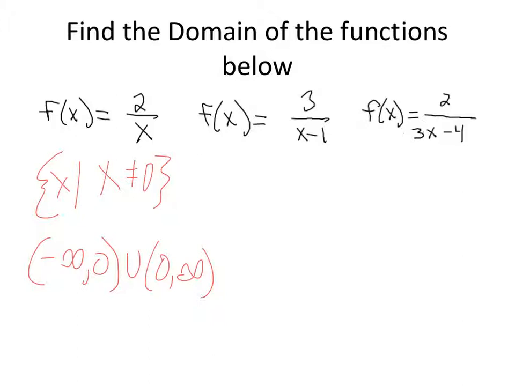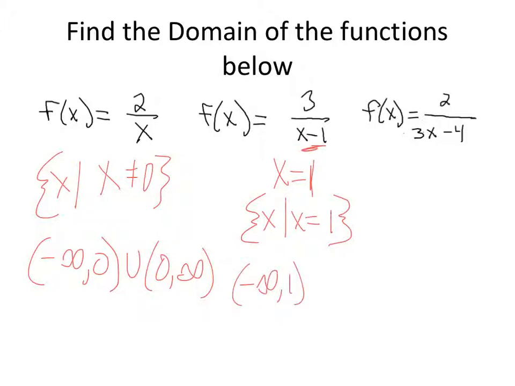Now this same kind of thing, except we have to ask ourselves, when is the denominator equal to 0? Well, when x equals 1, that's the problem. So if we were to use set builder notation, we'd just write x such that x can't be equal to 1. Or if we're going to use interval notation, negative infinity to 1, open on both ends, and 1 to infinity.